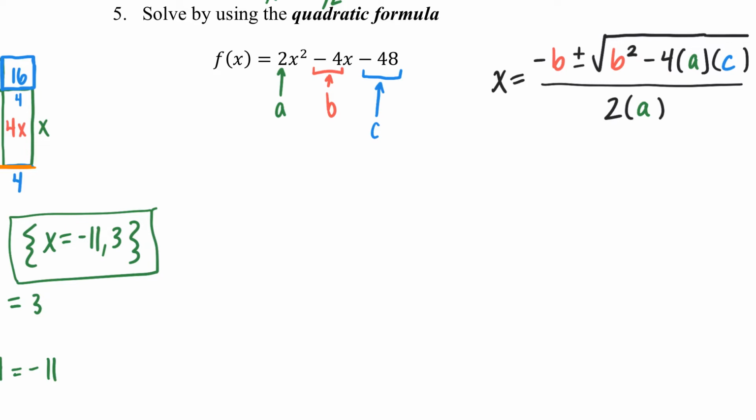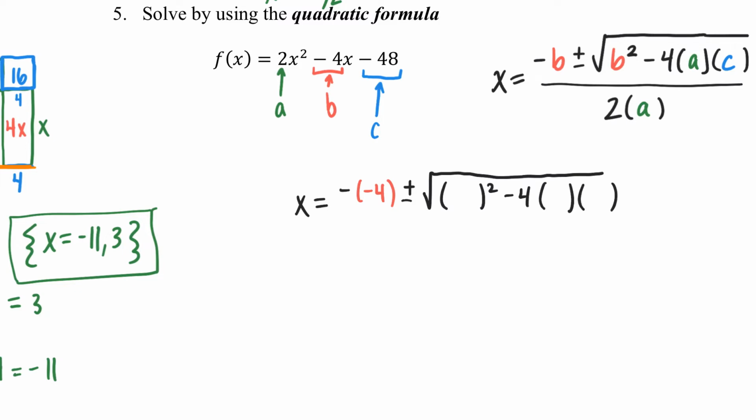Okay, so all we're going to do is take this formula here, and if you plug in the a, the b, and the c, it'll give you your two solutions. So x must be negative b, and b happens to be negative 4, and then plus or minus the square root of b squared minus 4ac, and then we're going to divide by 2a.